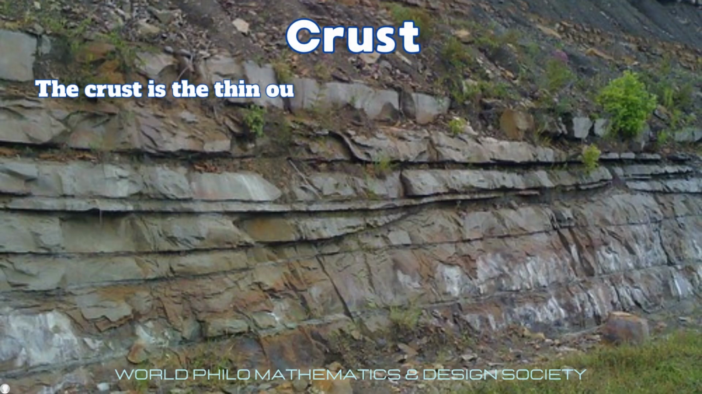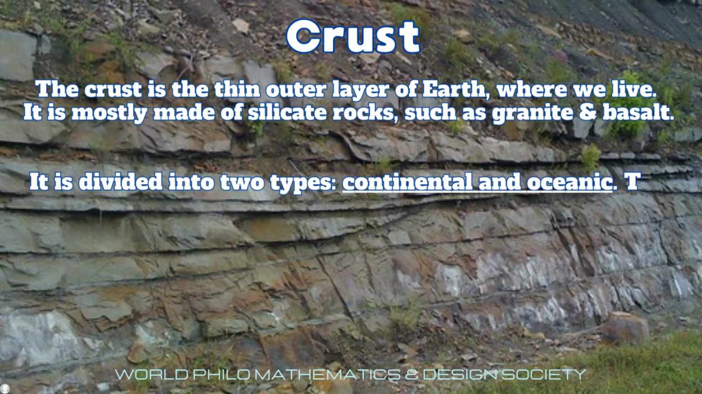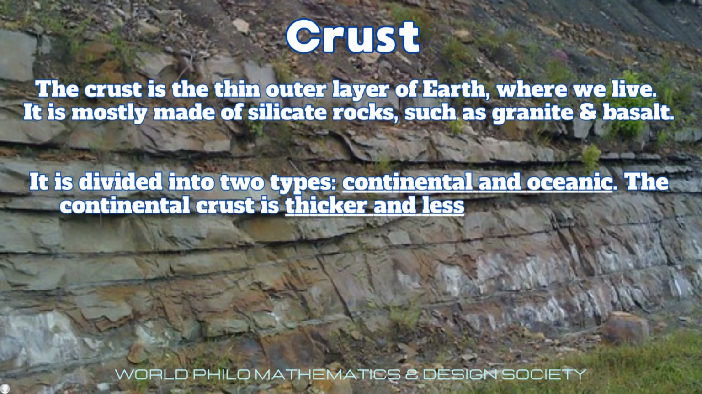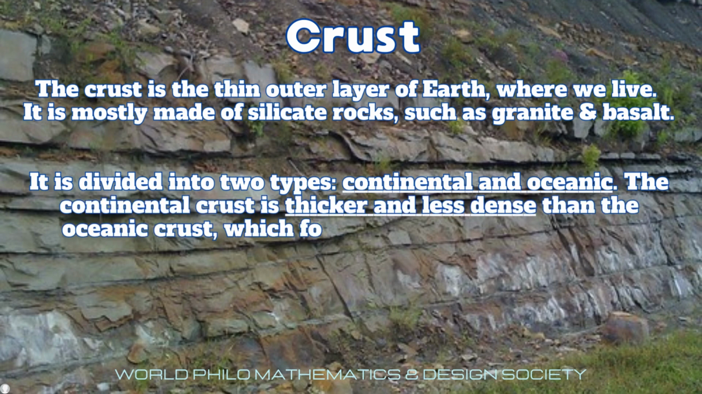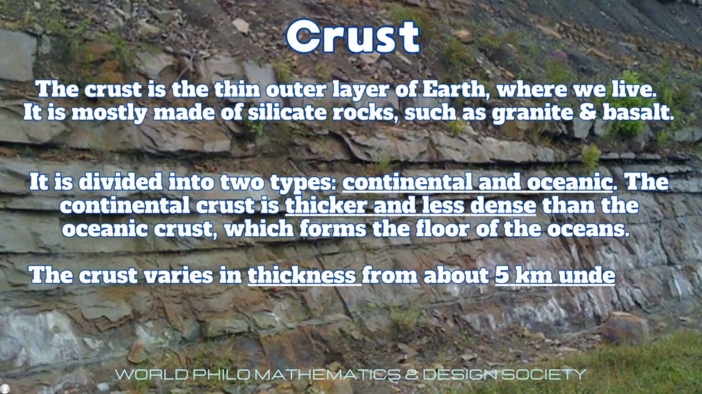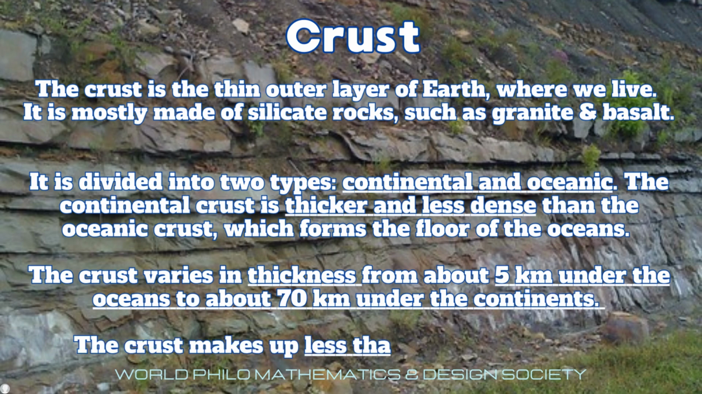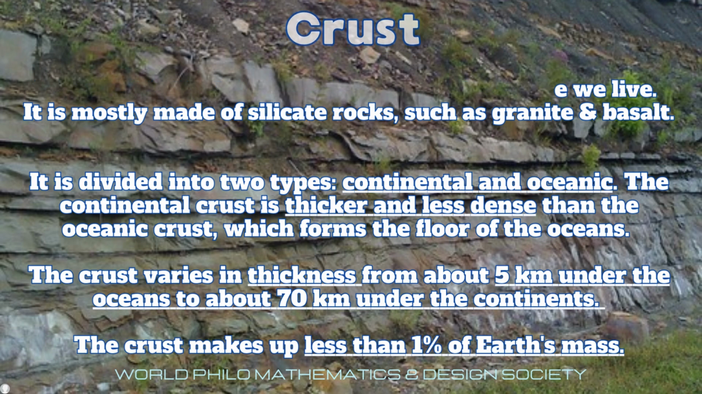The crust is the thin outer layer of Earth, where we live. It is mostly made of silicate rocks such as granite and basalt. It is divided into two types: continental and oceanic. The continental crust is thick and less dense than the oceanic crust, which forms the floor of the oceans. The crust varies in thickness from about 5 km under the oceans to about 70 km under the continents. The crust makes up less than 1% of Earth's mass.